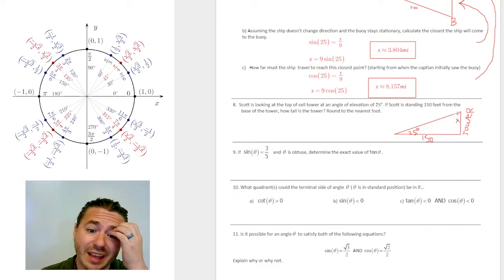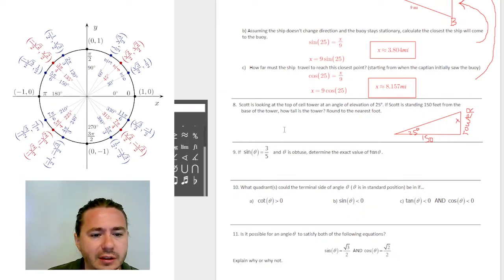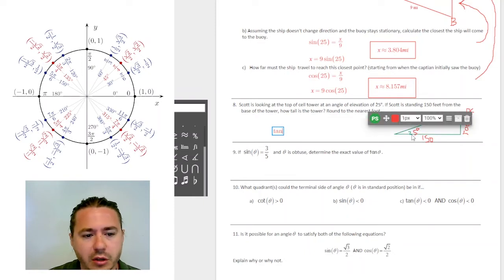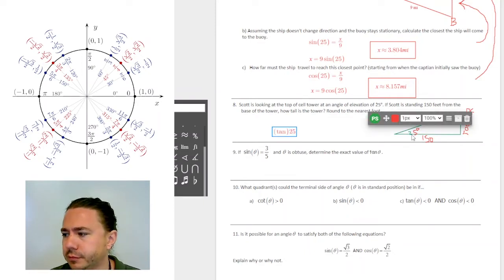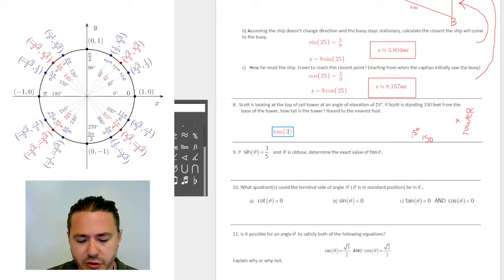This is another one of the same kind of problems. Again, it's good practice to be able to read these and interpret them. Here we're going to end up using tangent. Tangent of 25 equals opposite over adjacent.